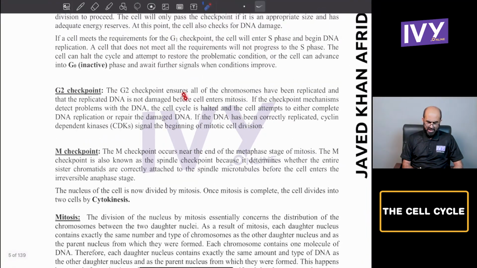Now the G2 checkpoint. The G2 checkpoint ensures that all of the chromosomes have been replicated, because replication of DNA takes place in the S phase, and it is located at the end of G2. So it also checks the S phase components and that the replicated DNA is not damaged before the cell enters mitosis. If the checkpoint mechanism detects a problem with the DNA, the cell cycle is halted and the cell attempts to either complete the DNA replication or repair the damaged DNA. If the DNA has been correctly replicated, then there is a signaling molecule called cyclin dependent kinase, CDKs. CDKs are signaling proteins that signal the beginning of the mitotic cell cycle. So it will trigger the process of mitosis to begin.